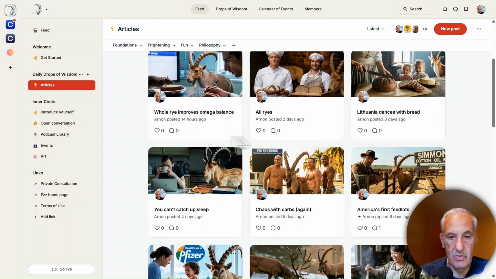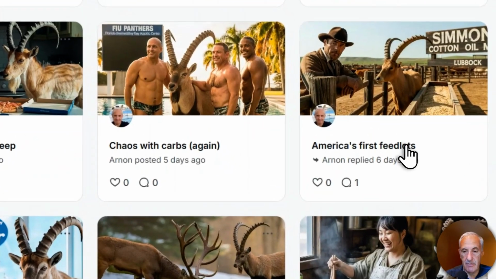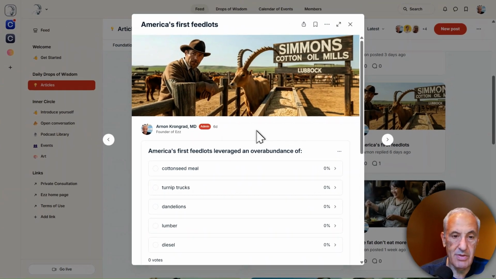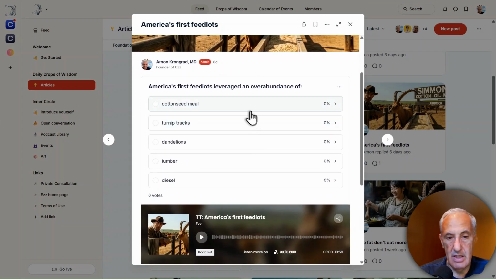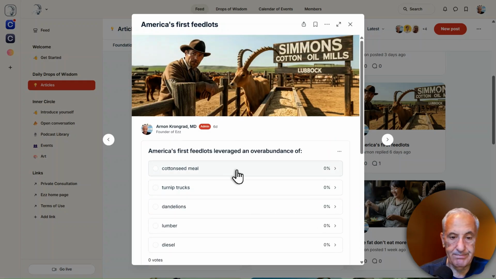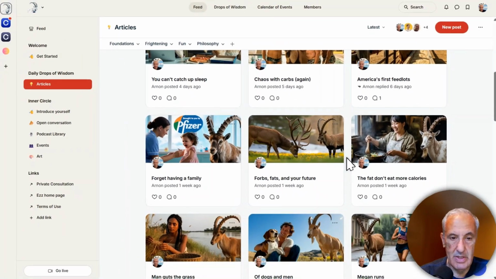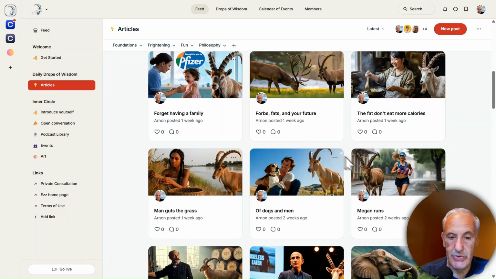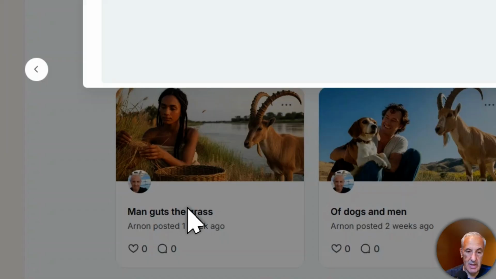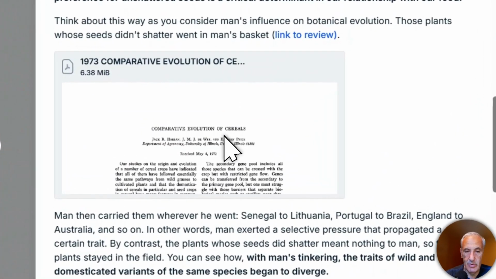They're laid out with a graphic that'll quickly help you understand what it's about and a title that is linkable. So, for example, America's First Feedlots, which was posted on a Thursday, a Throwback Thursday, provides you with the quiz, with the answer to that quiz, and the podcast. Every one of these sections, every one of these articles contains the content in written form. It contains a PDF when it's available, right?